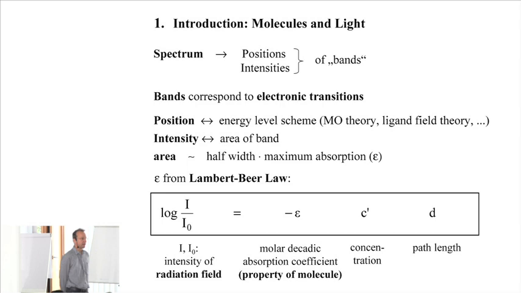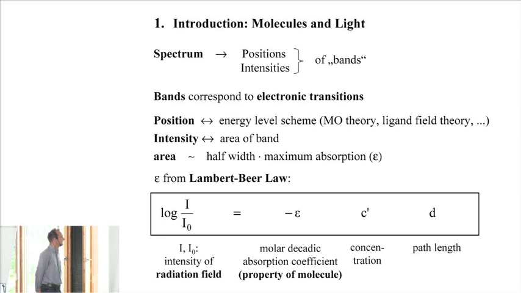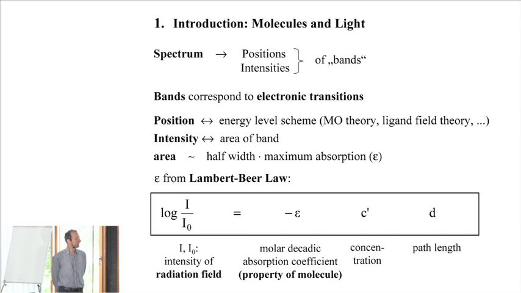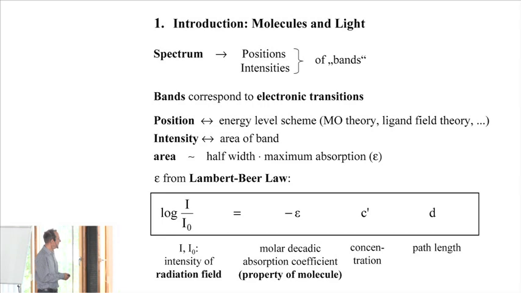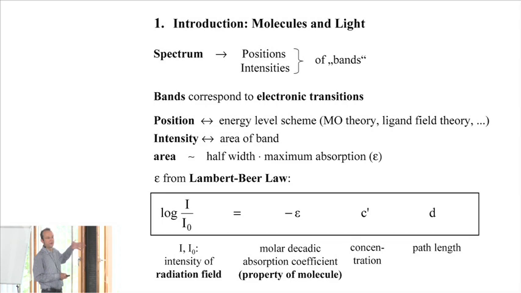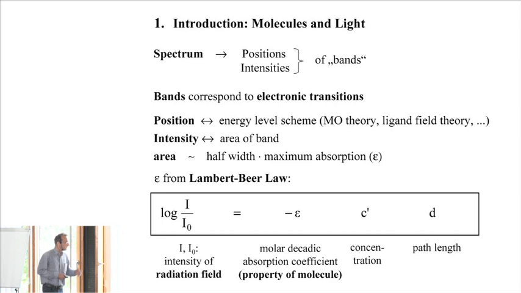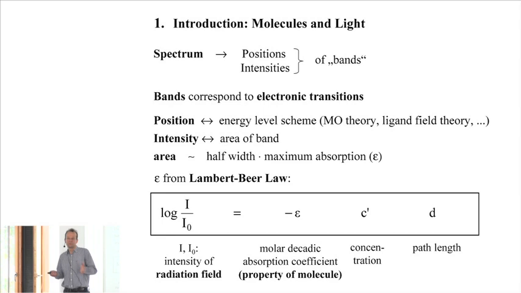The intensity corresponds to the area of the band, and the area is half width times maximum absorption, and the absorption is given in terms of the molar decadic absorption coefficient, which appears in the Lambert-Beer Law. So we have log I over I naught, where I and I naught are the intensities of the radiation field after and before passing the sample, equals minus epsilon, the molar decadic absorption coefficient, times the concentration, which I've written as C prime to distinguish it from C, the velocity of light, times the path length.